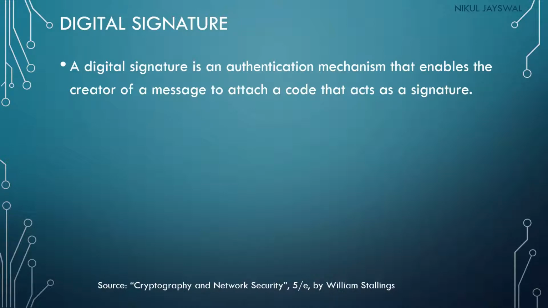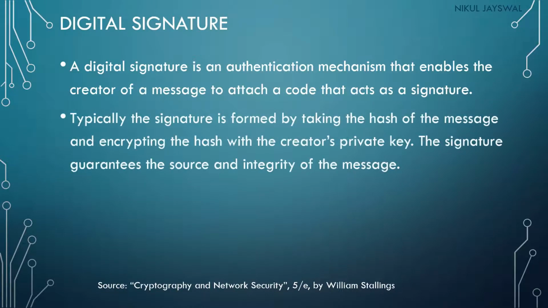The same way we use the digital signature in the computer world. Whenever a sender sends any information, to provide the authenticity of that information, we use the digital signature. So basically a digital signature is an authentication mechanism that will authenticate the person for the particular information. Typically a signature is formed by taking the hash of the message and encrypting the hash with the creator's private key. In the previous lecture, we already discussed that in the public key infrastructure, we have a key pair, public key and private key.